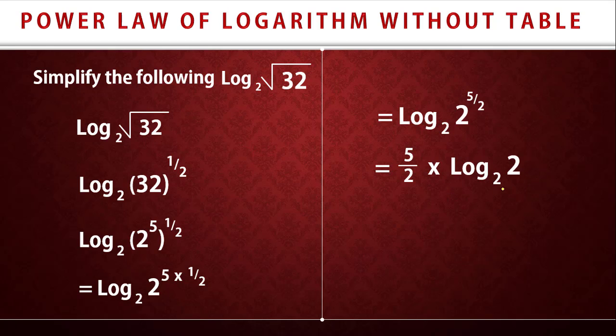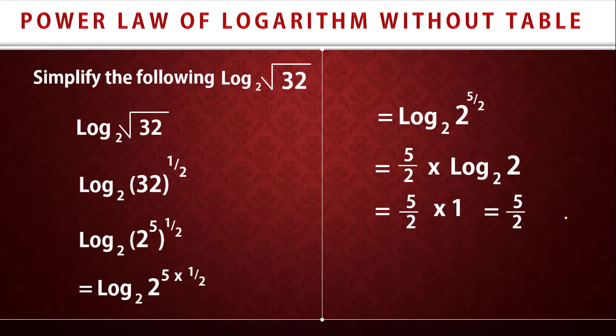Good. And then what is log 2 in base 2? You remember log 2 in base 2 will give 1, because if you are looking for the log of a particular number to the same base, definitely that will give you 1. So we have 5 all over 2 times 1, and 5 all over 2 times 1 will still give the same thing, 5 all over 2. Good.